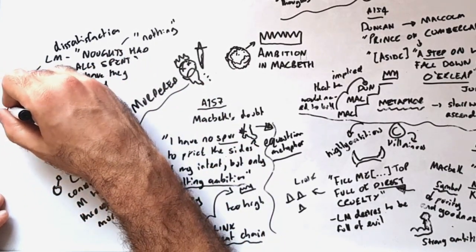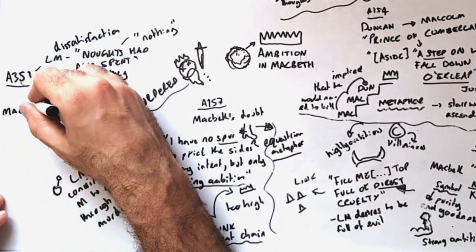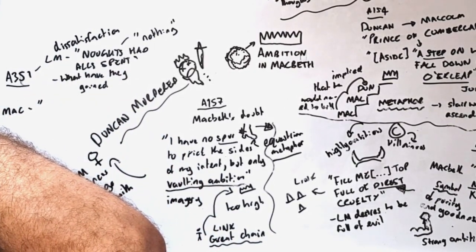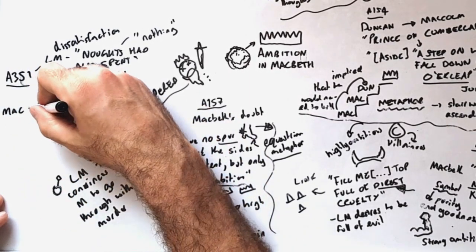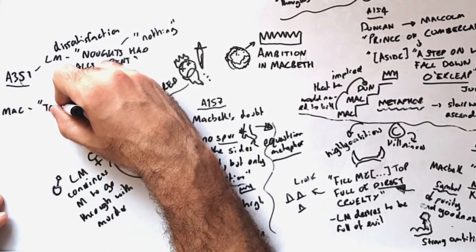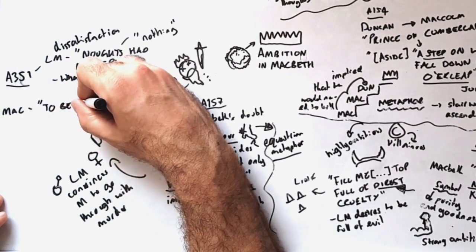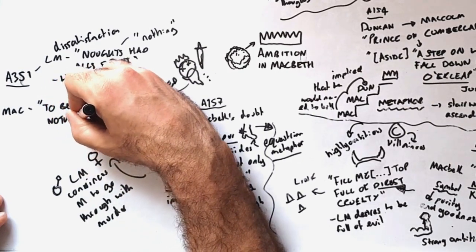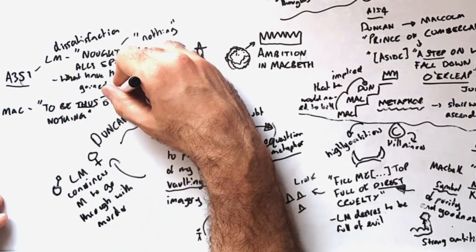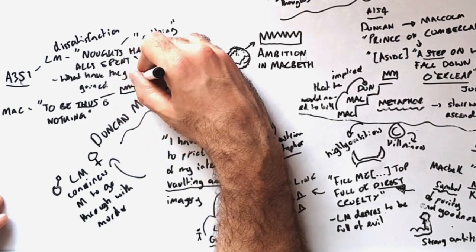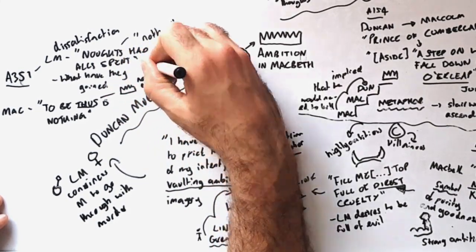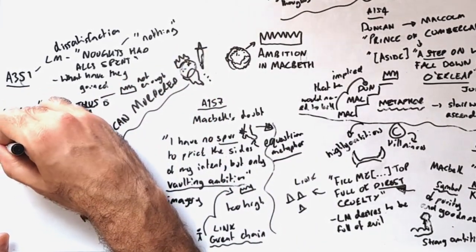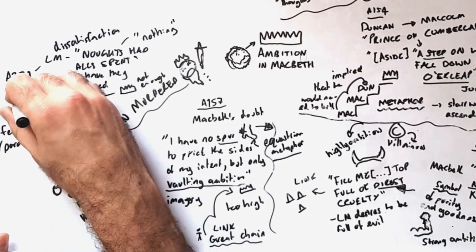We've got Macbeth in the same scene say, "To be thus is nothing, but to be safely thus." So let's see if I can squeeze this in. "To be thus is nothing." And again, him referencing that the crown is not enough if he's not safe. So we've got this element of fear and paranoia in terms of the character shift.